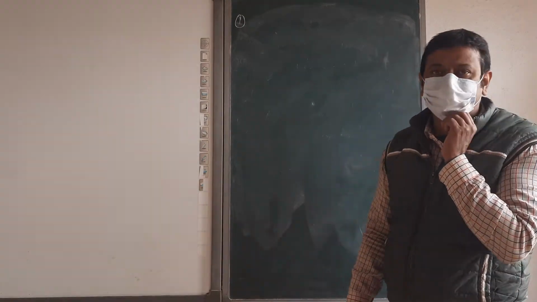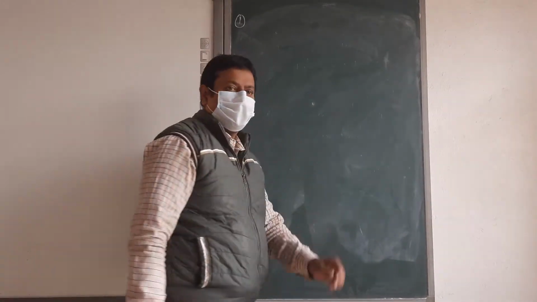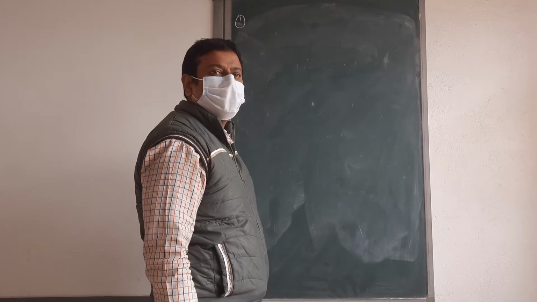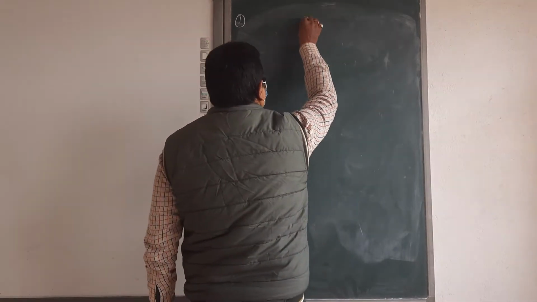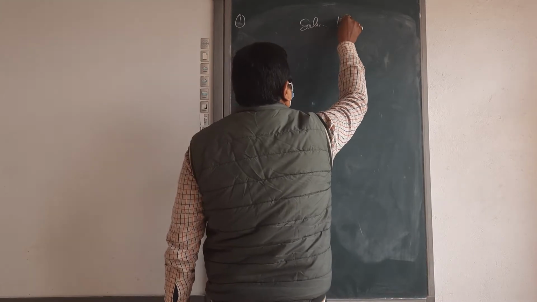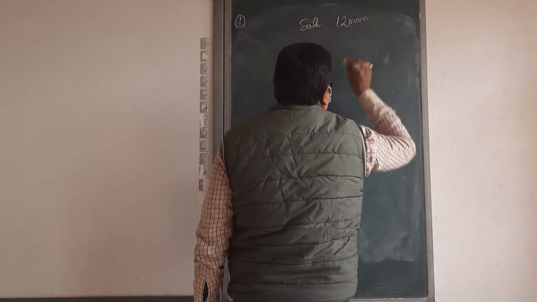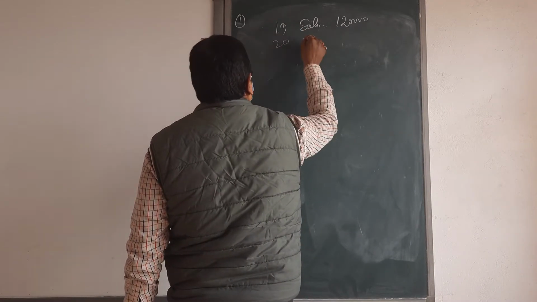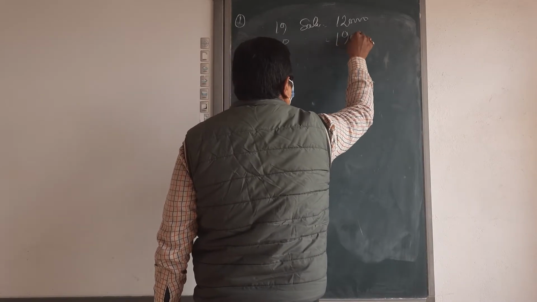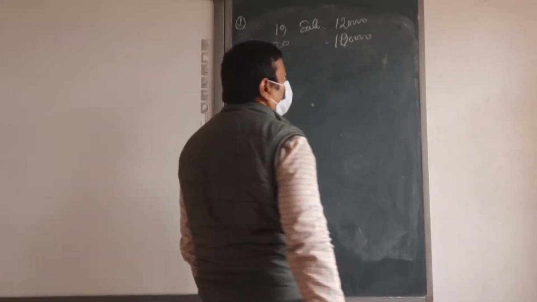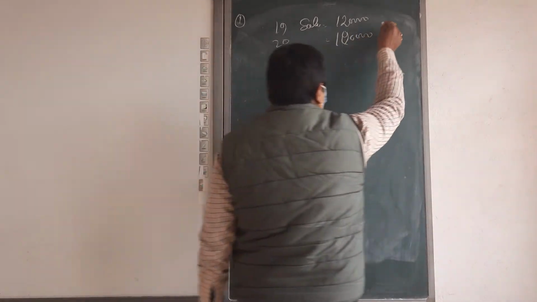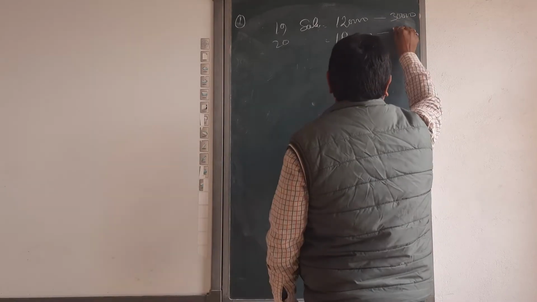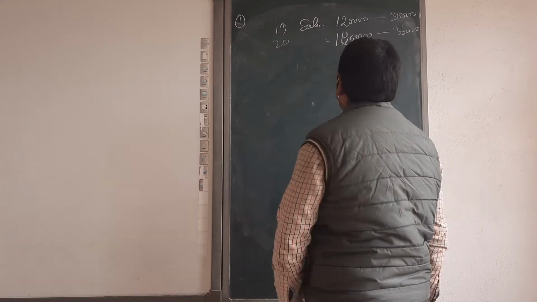Right? Okay, let's start my question. Calculate the gross profit ratio from the following information. Sales, revenue from operation, 2019, 1,20,000, and 2020, 1,80,000. Gross profit for 2019, 30,000, and for 2020, 36,000. Finished?